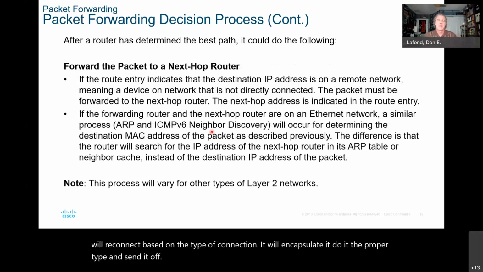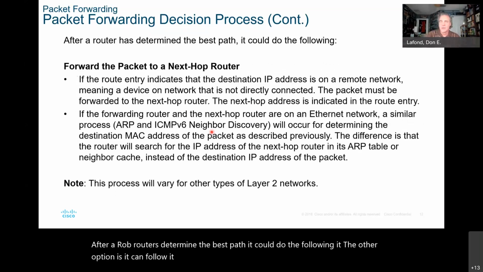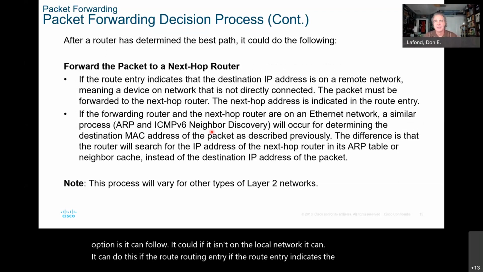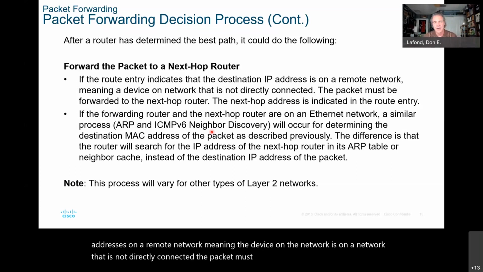Now, after a router has determined the best path, the other option is this. If the route entry indicates that the destination IP address is on a remote network, meaning the device is on a network that is not directly connected, the packet must be forwarded to the next hop router. Then the next hop address is indicated by the routing entry.